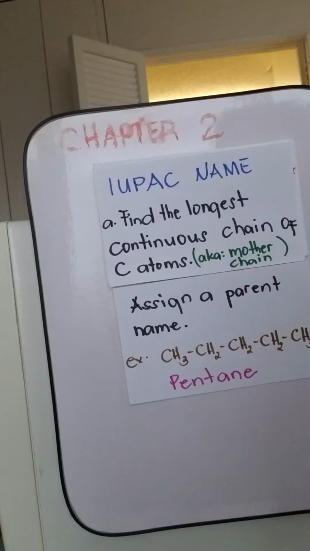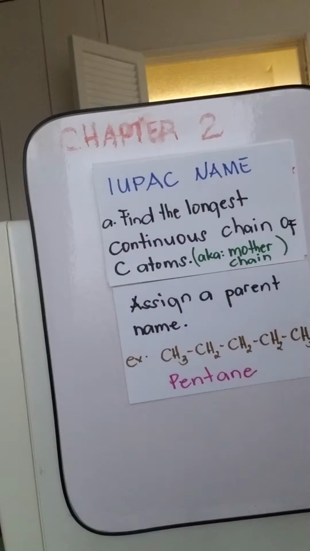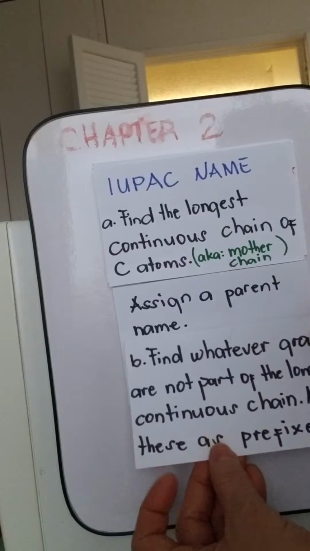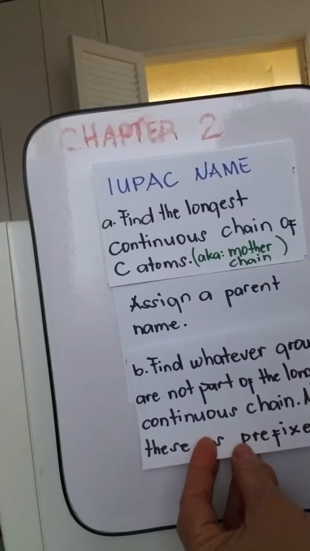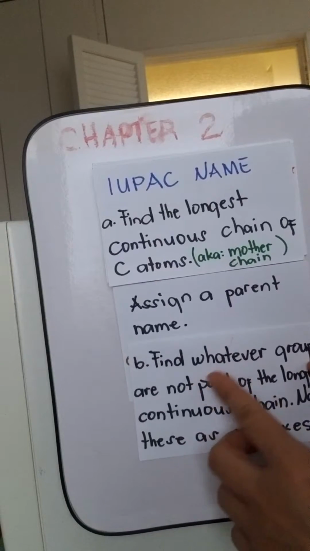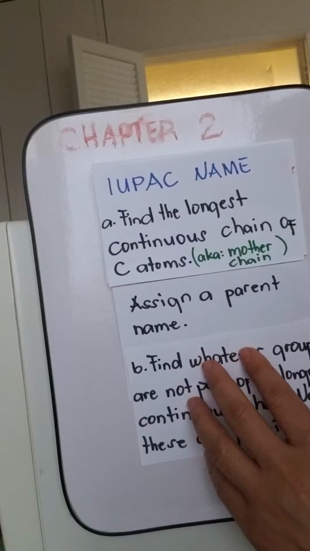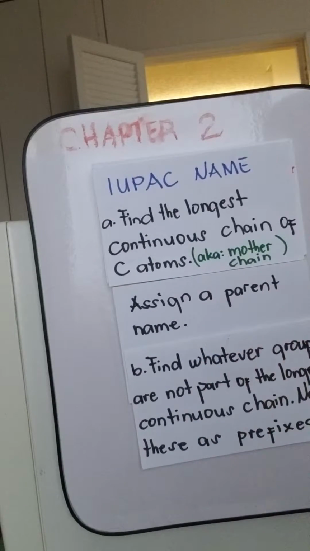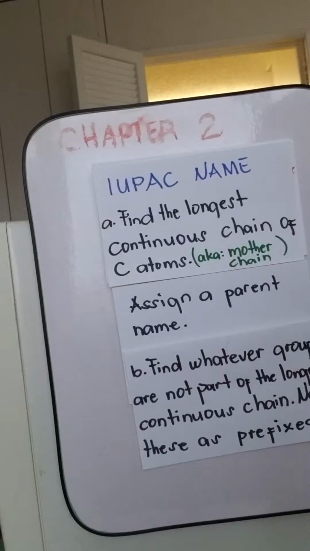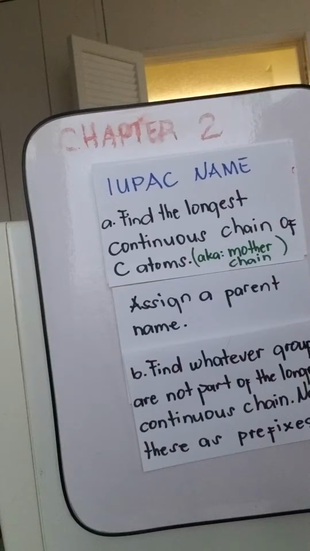Then after finding the longest continuous chain of carbon atoms and assigning it as your parent name, you are going to find whatever group or groups are not part of the longest continuous chain and name them as your prefix, okay? For example, in this structure.